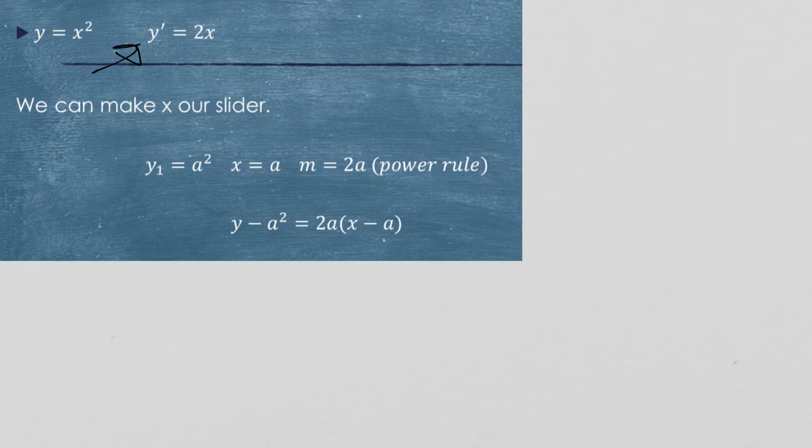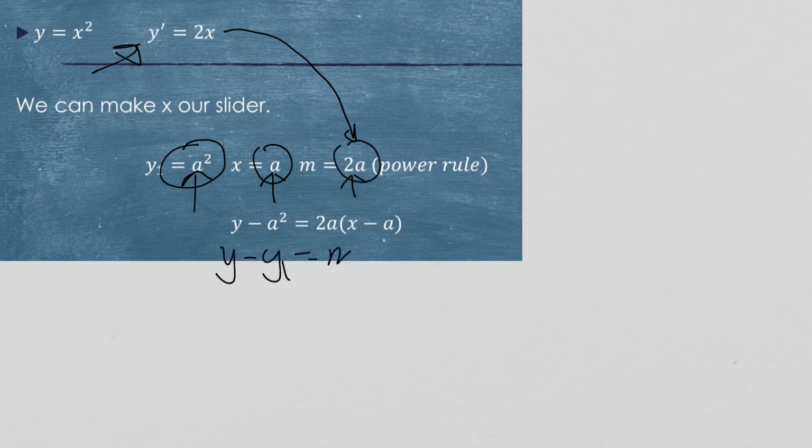I'm going to designate my y1 as the original equation. I'm just replacing it with a. This is if we were doing it on Desmos, so instead of x squared, it'd be a squared. I'm going to designate my x just as a. And then my slope, which is my tangent line, is the equation that we just figured out, but replacing the x with a. So I'm taking these three amounts and plugging them into the equation that we know as this. And this is what we're getting. So this is the equation of the tangent line, specifically for x squared.